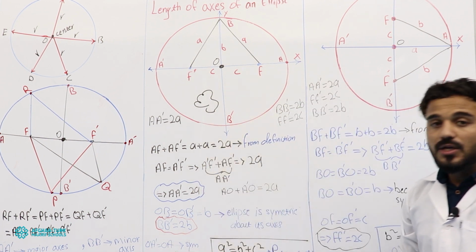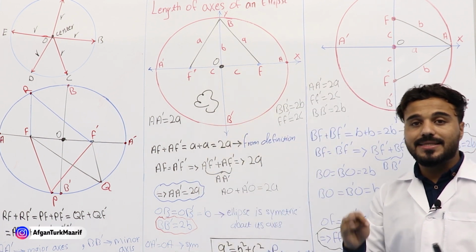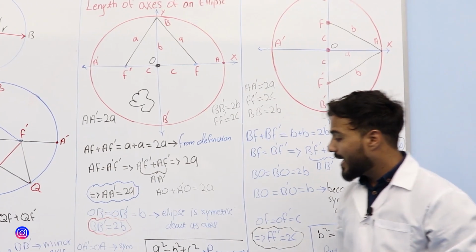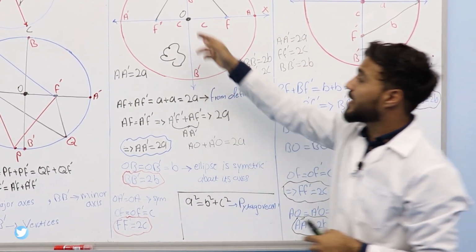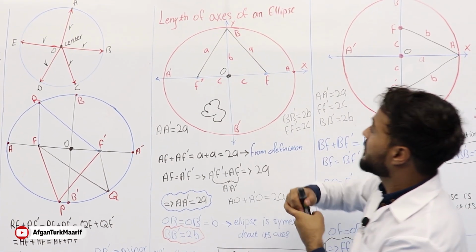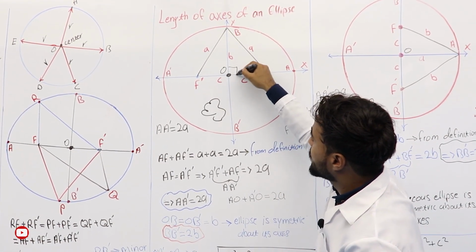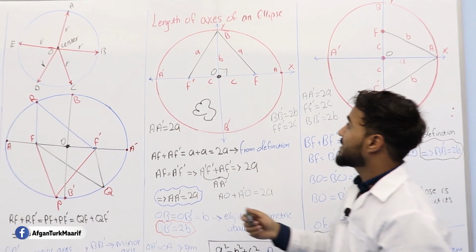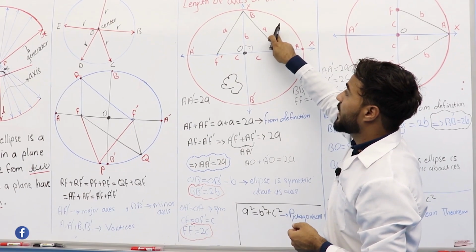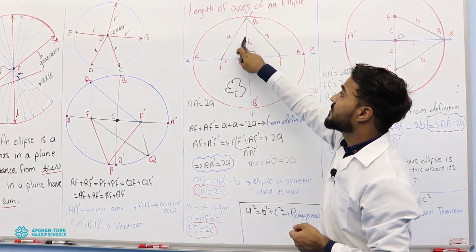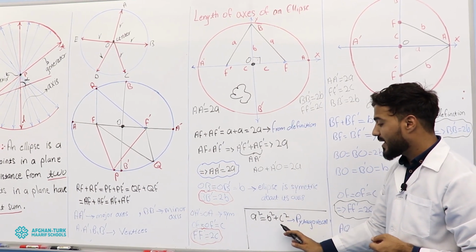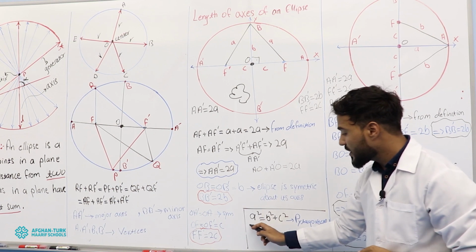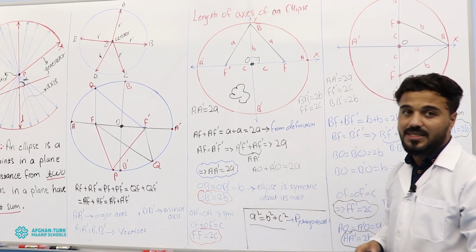Here we can see. So for finding a, b and c of an ellipse, we have an equation from the Pythagoras theorem. Here we can see we have a right triangle. Pythagoras theorem says that the hypotenuse square is equal to the sum of the squares of the other sides. It means that a square is equal to b square plus c square. From this equation we can find a, b and c.